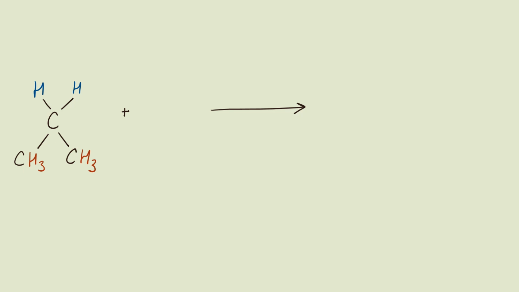Let's take a look at this example. On this molecule, there are 6 primary hydrogens. There are also 2 secondary hydrogens. These are your 2 possible products.